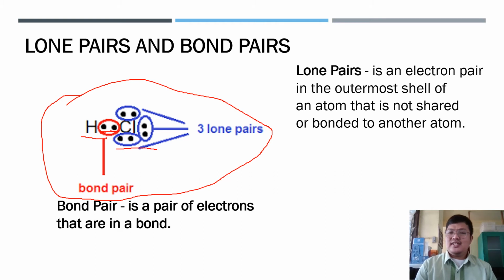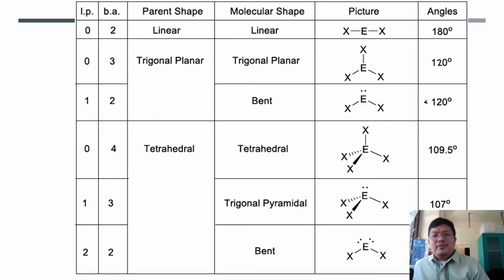Now, as you can see here, the definition of lone pairs is an electron pair in the outermost shell of an atom that is not shared or bonded to another atom. Ayan yon. And then on the other hand, we have the definition for bond pair. A bond pair is a pair of electrons that are in a bond. So very simple. The table you are seeing right now on your screen is the table that will help you to identify the molecular shape of a certain molecule.